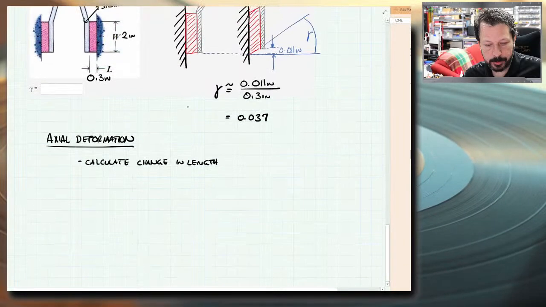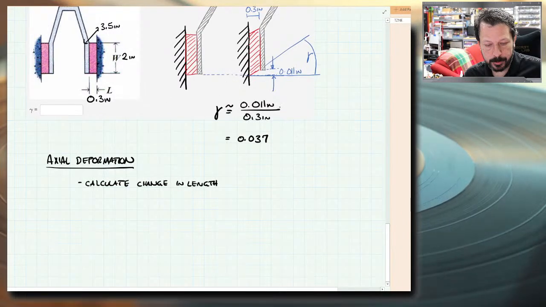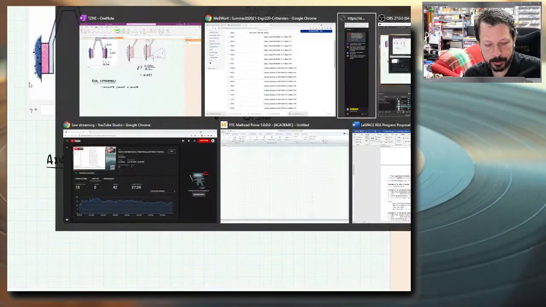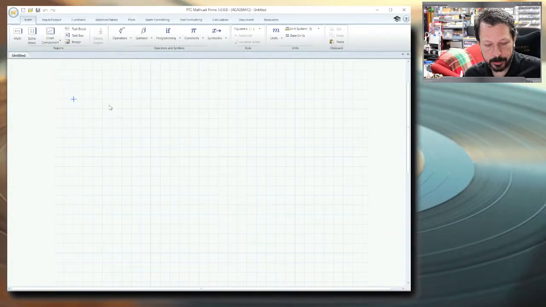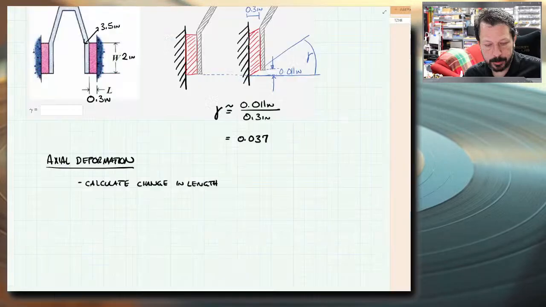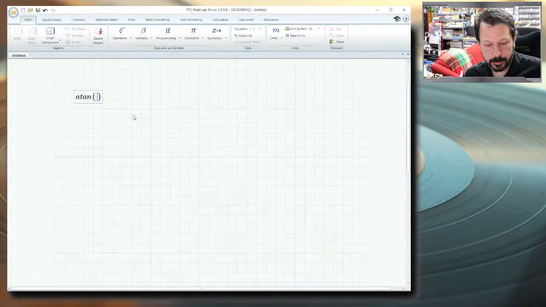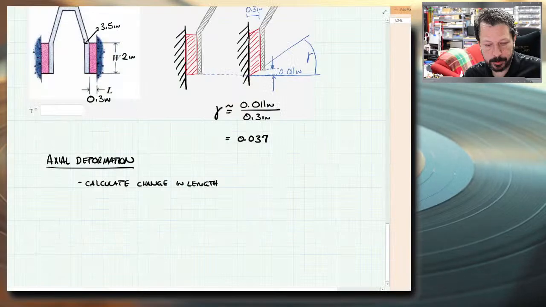So let's go back before we get into axial deformation. Let's check this in MathCAD. It should have been that these numbers are more or less the same. So let's say, what were our dimensions? 0.011 and 0.3. I guess I should check if I even got the problem right. 0.037. I get both of them being 0.037.